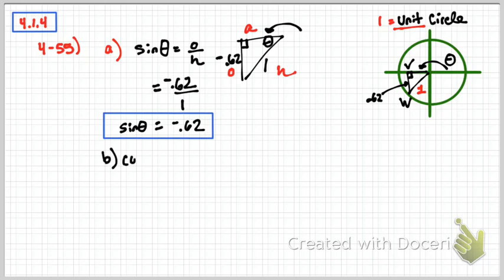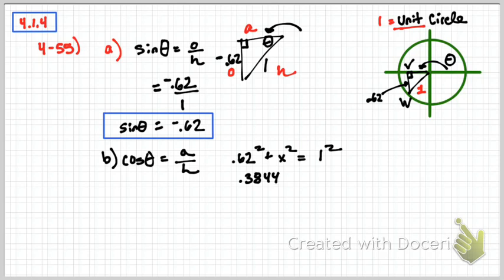B asks us to find cosine of theta, which would be adjacent over hypotenuse. Now we don't know our adjacent leg, but we can find it using trig or by using the Pythagorean theorem. So I'm just going to do that. 0.62 squared plus x squared equals 1 squared. 0.3844 plus x squared equals 1.